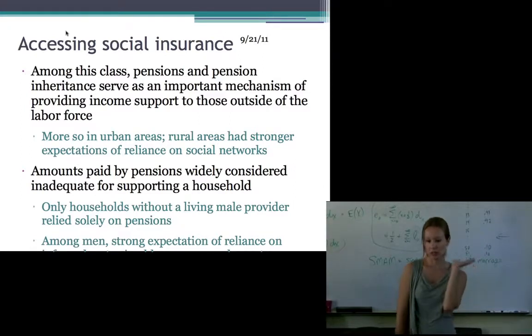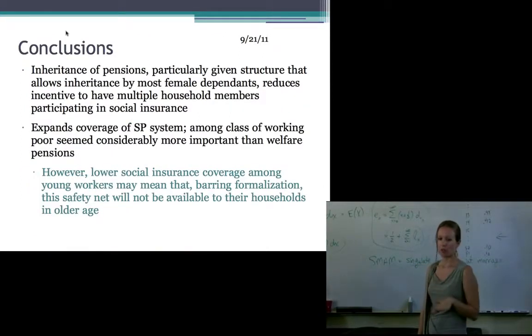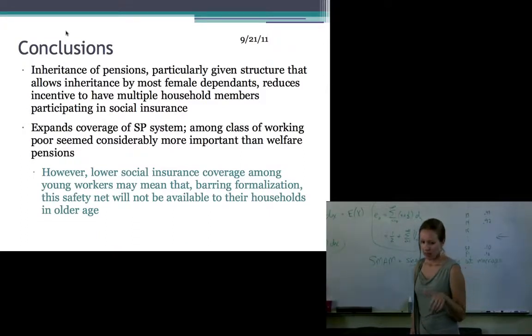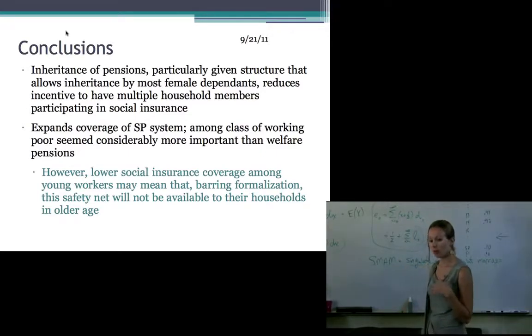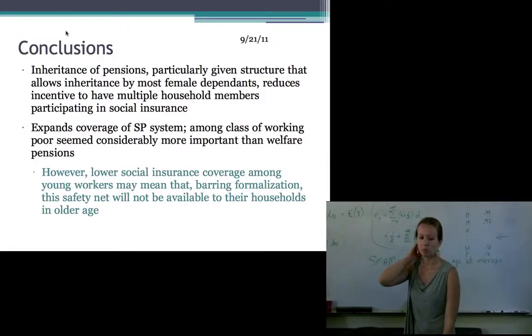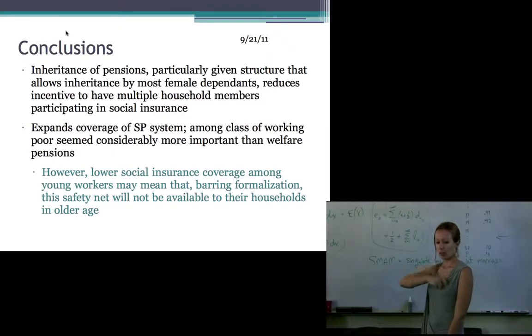So the main conclusions, the issue of pensions and so providing coverage. Among this class, these inheritance of pensions I think actually seem quite a bit more important and more significant in terms of supporting households than the actual welfare pensions that come from the Ministry of Social Affairs, that $123 a month that I was talking about. And the sort of idea that pensions will be able to be shared in old age was very prevalent, and that's how a lot of people thought about how they'd support themselves.